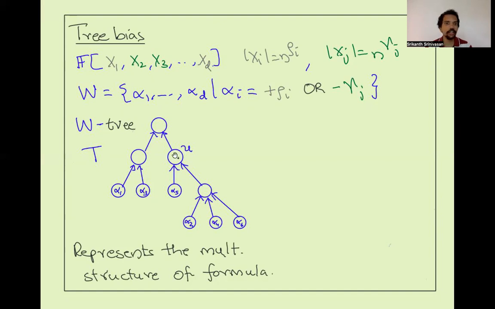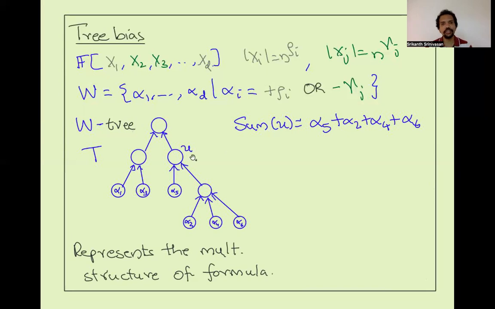Well, given any node U of this tree T, I can talk about the sum of this node. And what's the sum of this node? Well, it's very simple. I look at the subtree rooted at this node, and I look at all the elements of W that appear as leaves of the subtree, and I sum them together. So that's the sum of any node U.